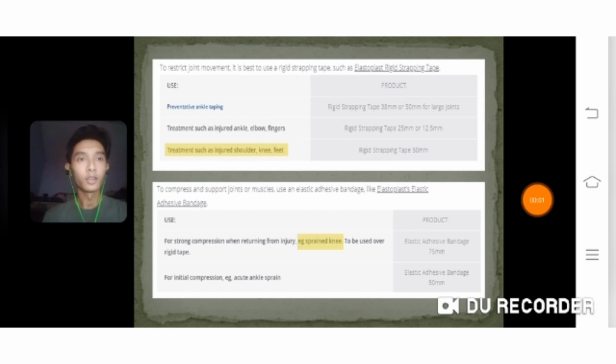Next, the elastoplast rigid strapping tape is a very useful tape to restrict joint movement, which in this case is the knee. It is recommended to use this tape at about 50 mm. And then the elastoplast elastic adhesive bandage is very useful to compress and support the joint or muscle of the knee. It is recommended to use this kind of tape at about 75 mm only.